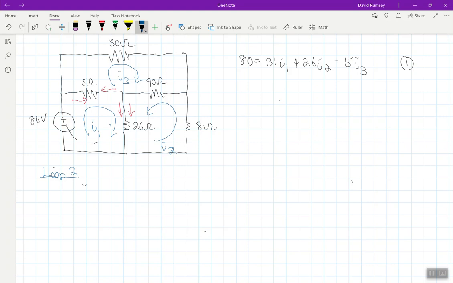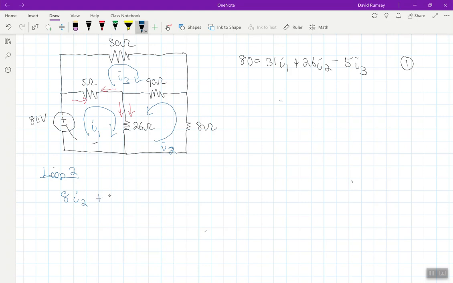So I'll start with the 8 ohm resistor. So it's 8. Now, the only loop touching that 8 ohm resistor is I2, so this is just simply 8 times I2, and this is my voltage that I'm summing up, because current times resistance is a voltage.